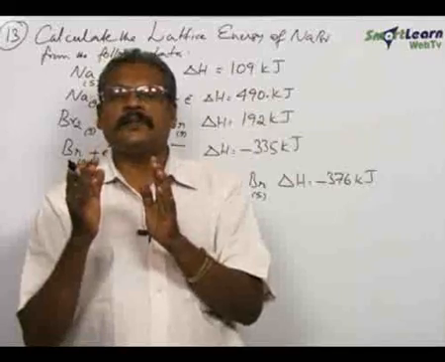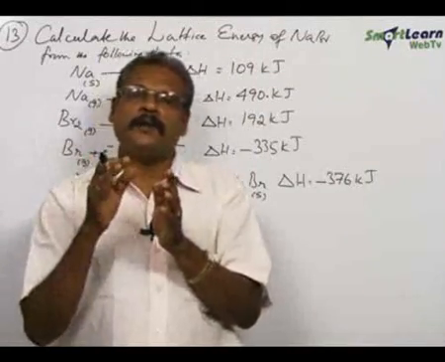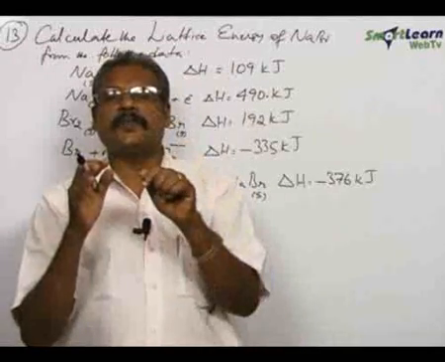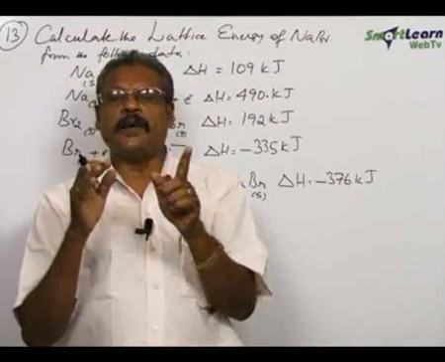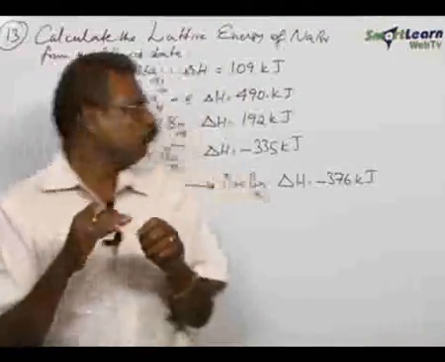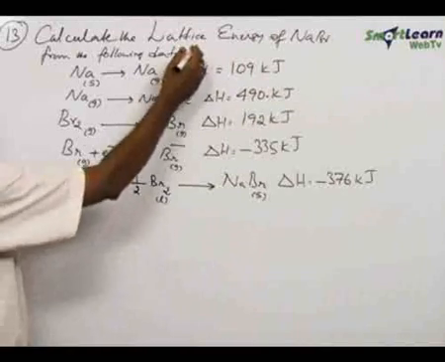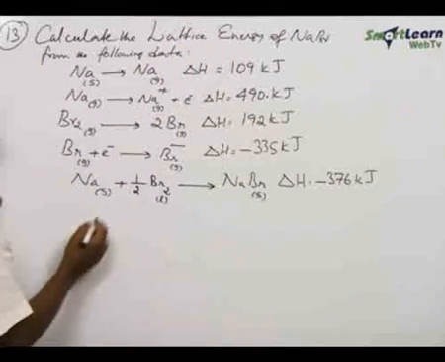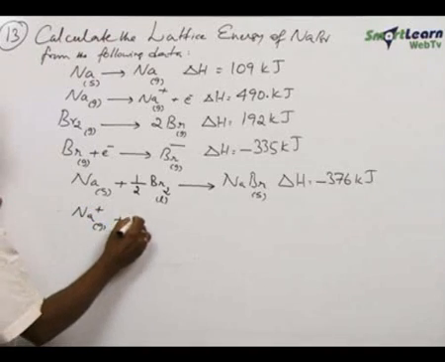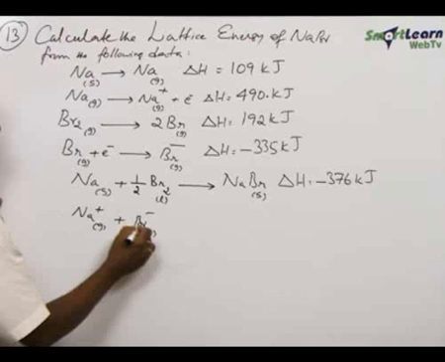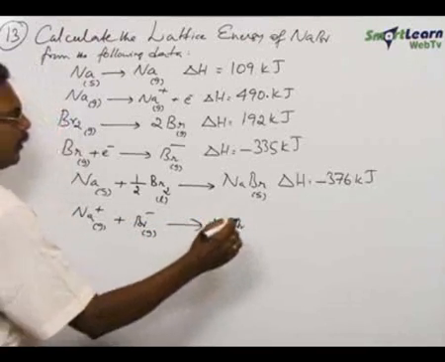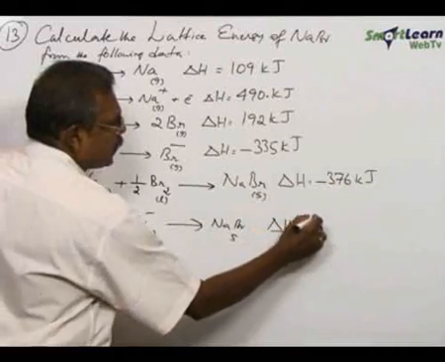So the problem can be solved by writing the individual thermochemical equations for all the steps, and sometimes addition is required, sometimes subtraction, depending upon the situation. So it is solved like this. For lattice energy, the equation is Na+ plus Br-, both in the gaseous phase, gives NaBr solid, and here del H value is a question mark.